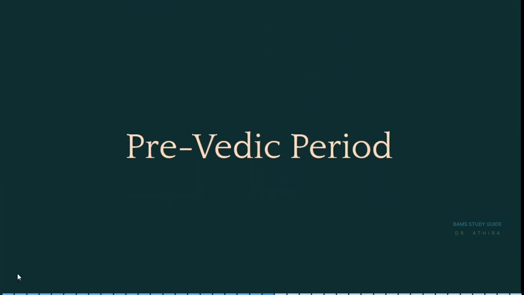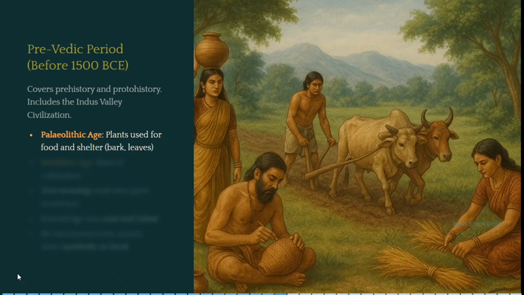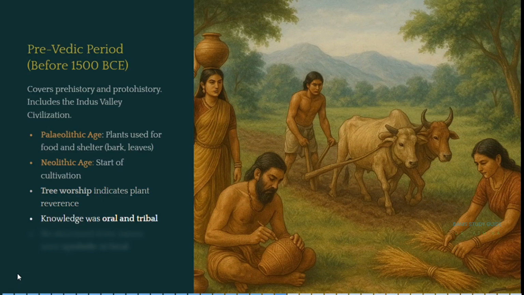In the pre-Vedic period, which includes prehistory and the Indus Valley civilization, plants were mainly used for basic needs like food and shelter. During the Paleolithic age, early humans used barks and leaves, and in the Neolithic age, cultivation began. There was also a sense of reverence towards plants seen in practices like tree worship. At this stage, knowledge was mainly oral and tribal with no structured texts, and plant names were mostly local or symbolic.